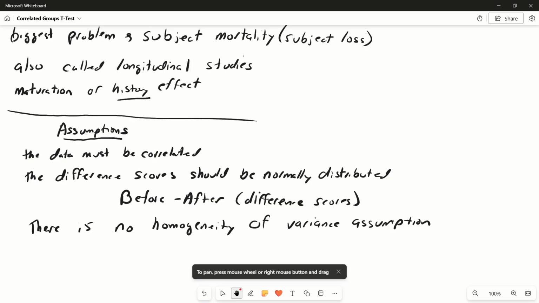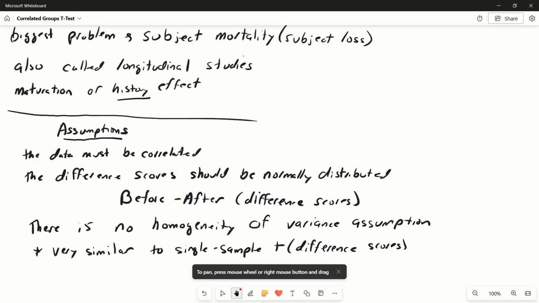We are technically looking at before and after, but when we compute the difference scores, we convert those 2 groups into one group of scores that we're interested in. So this becomes very similar to the single sample t, because our single sample here is the difference scores. So the difference scores is like one sample.